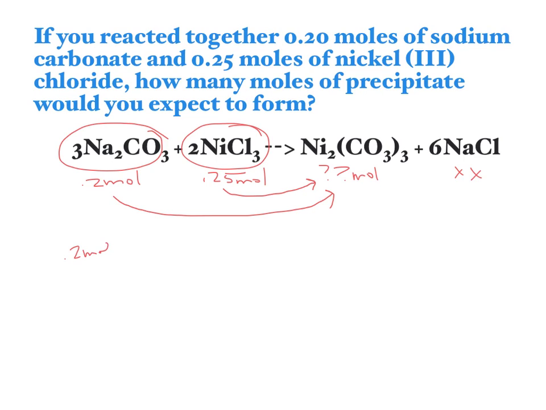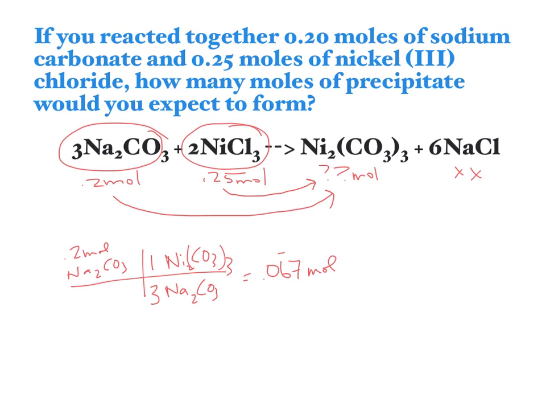I've got 0.2 moles of Na2CO3, and I'm going to go to nickel carbonate. Those are in a 3-to-1 ratio, Na2CO3 to nickel carbonate, 3 like that. They are in a 3-to-1 ratio. So by the time I math this out, it's 0.067 basically moles of that could be formed. And if I do the other reactant, because remember this is limiting reactants, I've considered the bread, now I have to consider the cheese. Now I've got 0.25 moles of this stuff, of the nickel chloride.